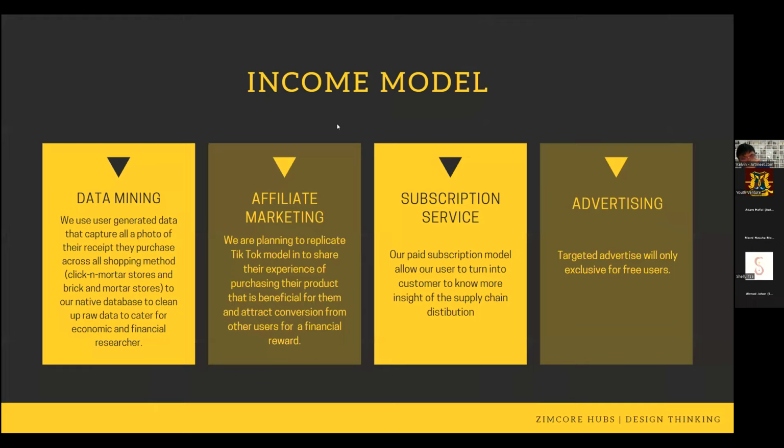So our income model is data mining. We use user generated data, from their own initiative to capture photos and receipts of their purchases and send them to our database, from all shopping methods like click and mortar stores like Lazada, Shopee, Carousel or Zalora. Or whenever they go to other shopping markets like Giant, Maiden, Aeon Big, whatever, they just capture their physical receipt and put it in our database. We are going to clean up that data to cater for researchers, basically economic, financial or government policy researchers.